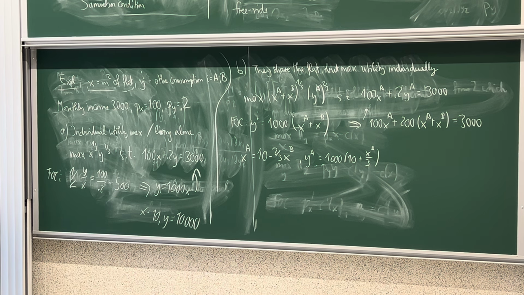That gives the first order conditions with respect to x, YA, YB. With respect to x, 1/3 x minus 2/3 YA 2/3, plus 1/3 x minus 2/3 YB 2/3. And then we have the budget constraint here, that's the lambda. So this gets a lambda.